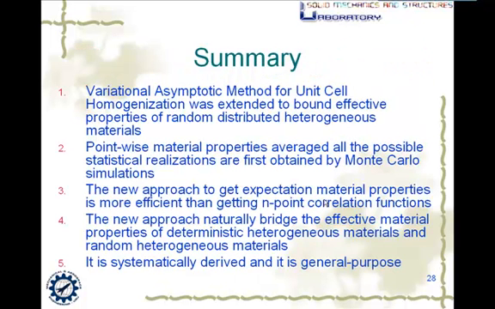Finally, as a conclusion, the original variational asymptotic method for unit cell homogenization was extended to bound effective properties of randomly distributed heterogeneous materials. Point-wise material properties averaged over all the possible statistical realizations are first obtained by Monte Carlo simulations. The new approach to get expectation material properties is more efficient than getting two-point correlation functions. The new approach naturally bridges the effective material properties of deterministic heterogeneous materials and random heterogeneous materials. And it is systematically derived and general purpose.